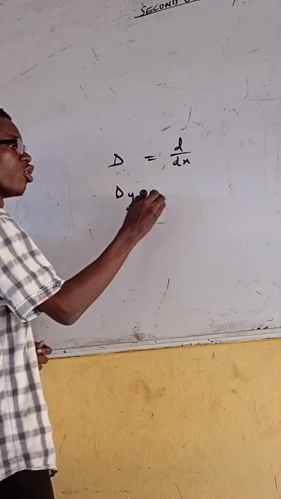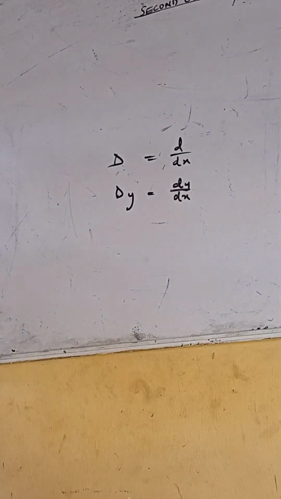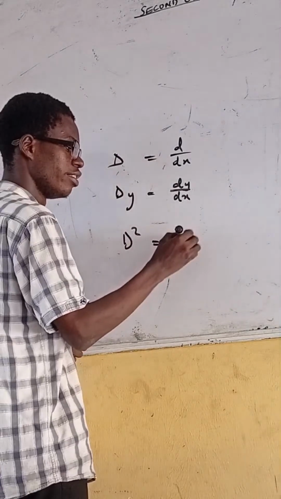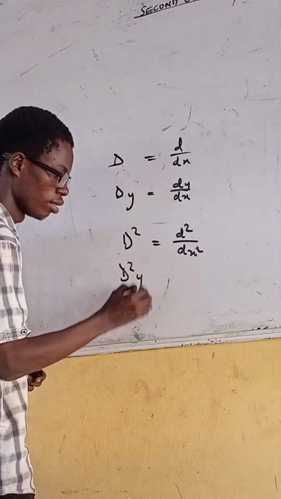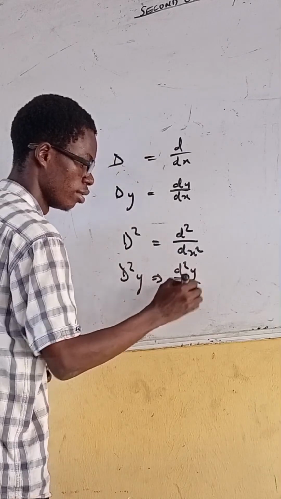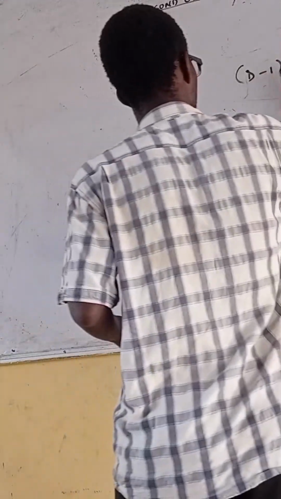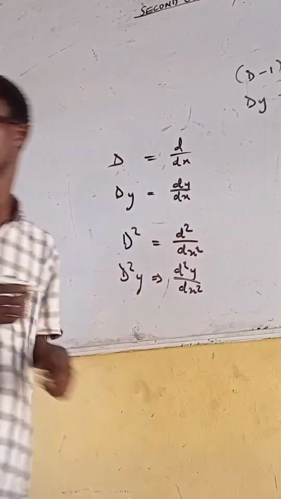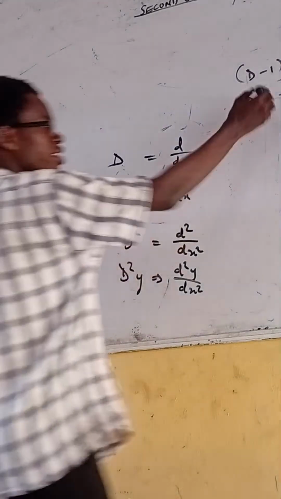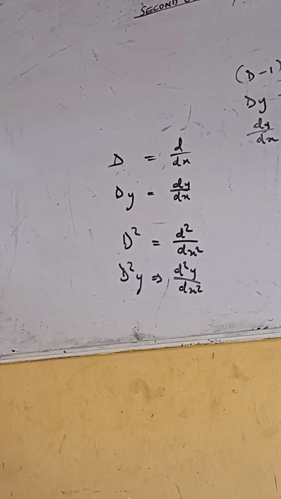So it means Dy equals what? dy/dx. Do you get it? If I write D squared, it means what? d squared over dx squared. So if I write D squared y, it means d squared y over dx squared. Now if I write (D minus 1) of y, what does it mean? Open the bracket: dy/dx minus y. Do you get what I'm doing? So that one is just an introduction.